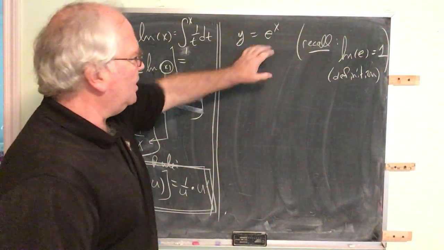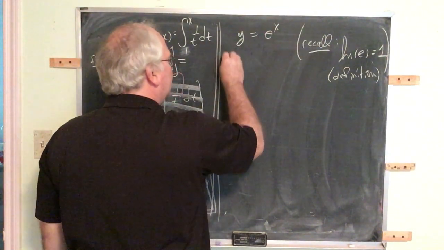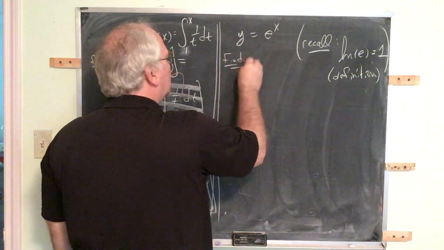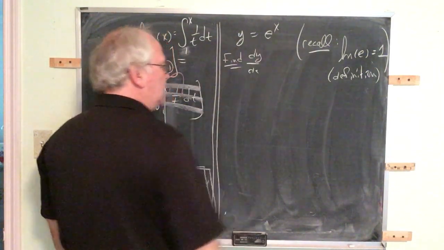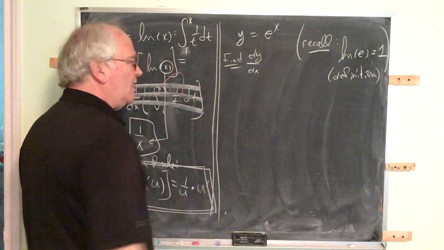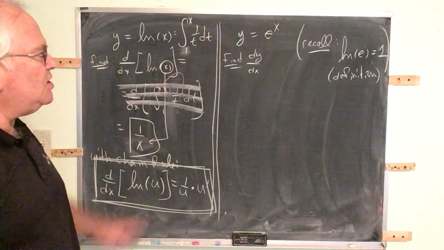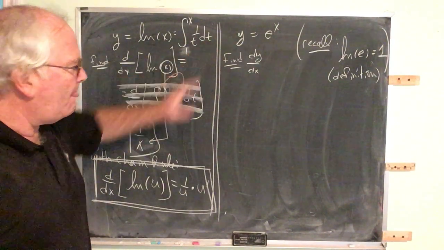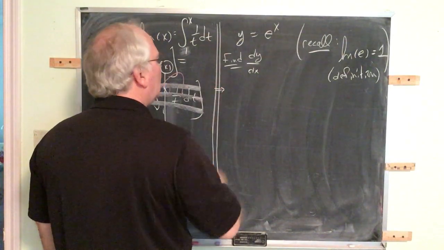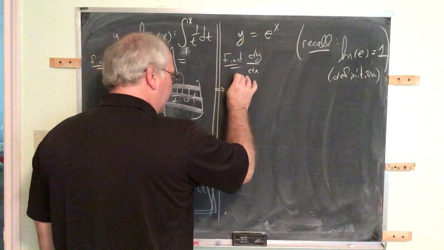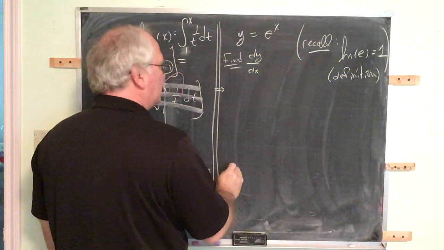Now I want to talk about the derivative of y equals e to the x. So our task is we want to find dy dx. All right? We're going to find dy dx. And to do this, we're going to first find this. Again, you do not need to be able to reproduce this. I'm just showing you where it comes from.